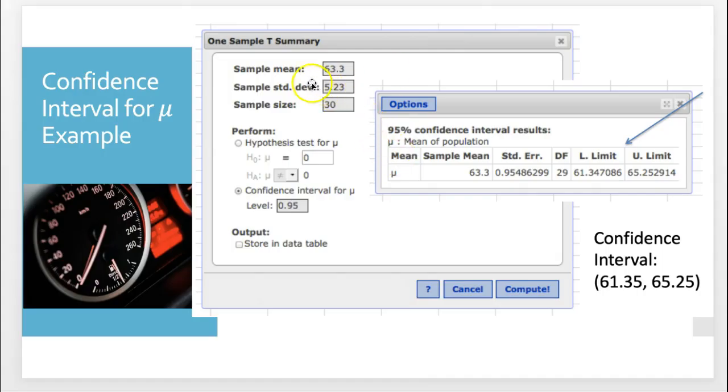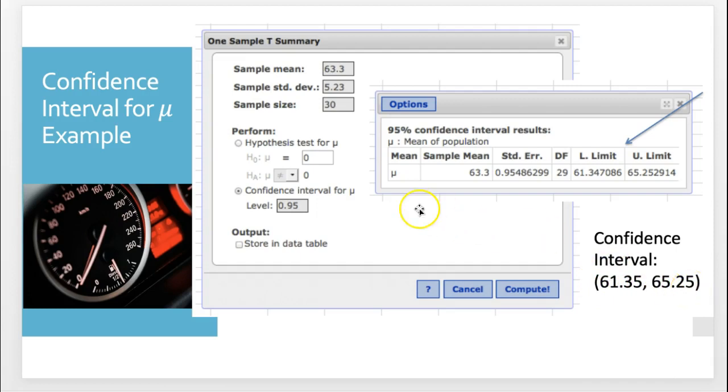Here, sample mean, I plug in 63.3, sample standard deviation, 5.23, sample size 30. These are all given in the setup of the problem. And here I want a confidence interval for mu, the population mean, which is 0.95. So here I get this output. This is your lower limit and your upper limit. So my 95% confidence interval is 61.35 miles per hour to 65.25 miles per hour.